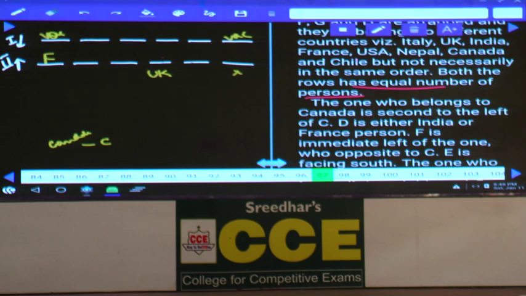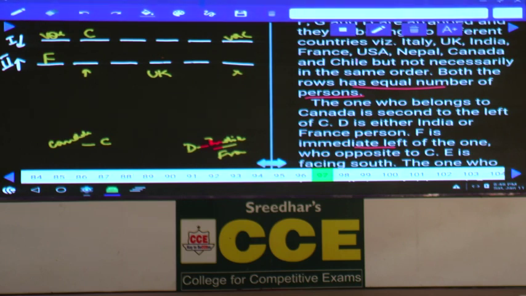D is either India or France person. D belongs to either India or France. Next one, F is at the immediate left of the one who sits opposite to C. F is at the immediate left of the person who sits opposite to C. C must be here, and C's opposite is this person. F is to the immediate left hand side of the one who is opposite to C.